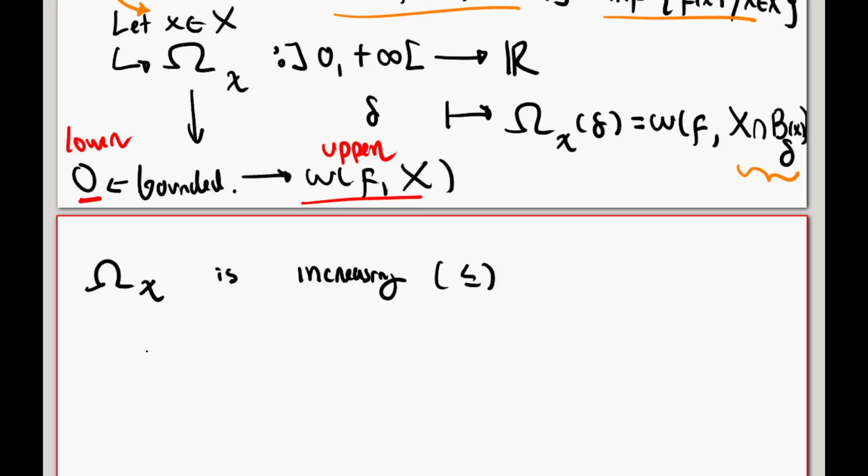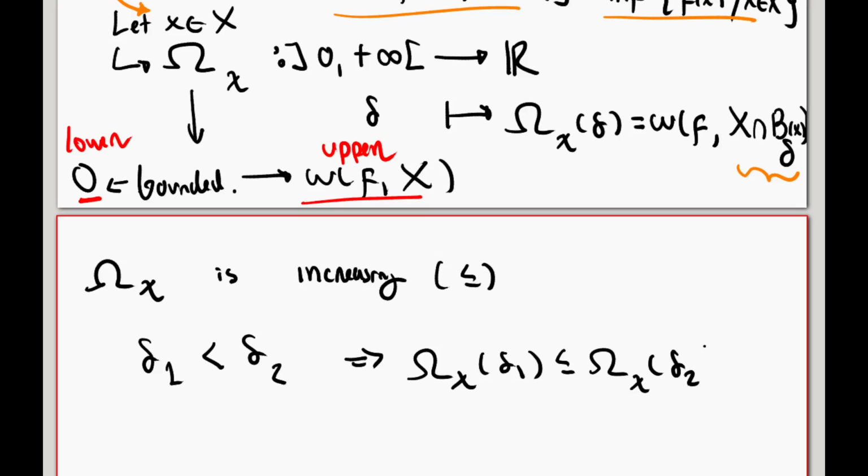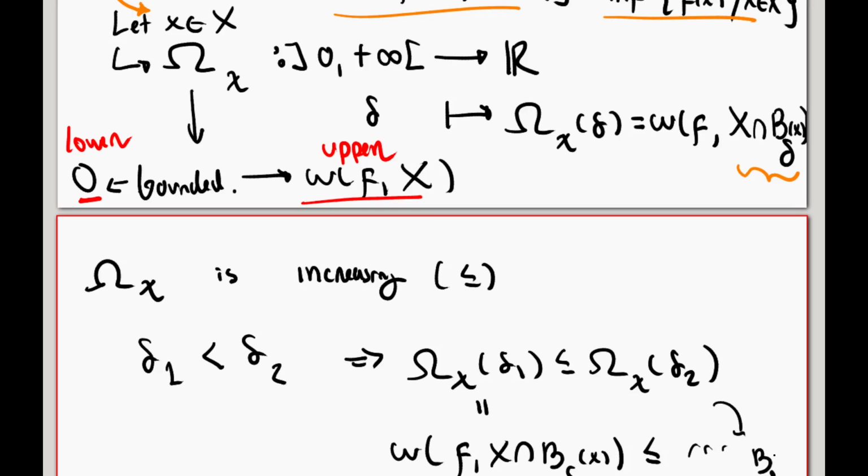That means that if we have two positive values, let's say delta 1 and delta 2, that satisfy delta 1 less than or equal to delta 2, then it will happen that omega of delta 1 is less than or equal to omega of delta 2. And that is because this is equal to the oscillation of f in this smaller domain, and this other is the same, but on that bigger domain.